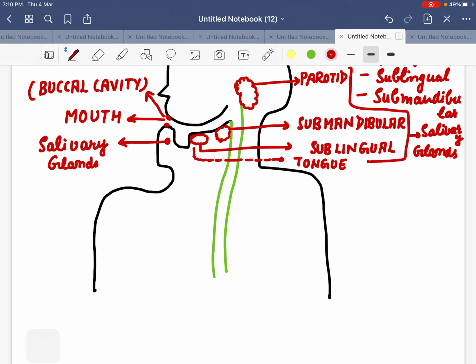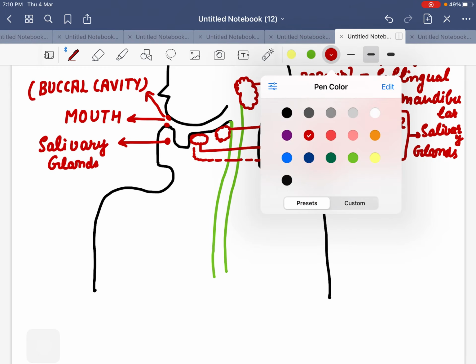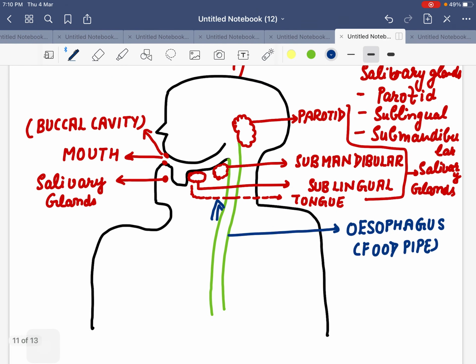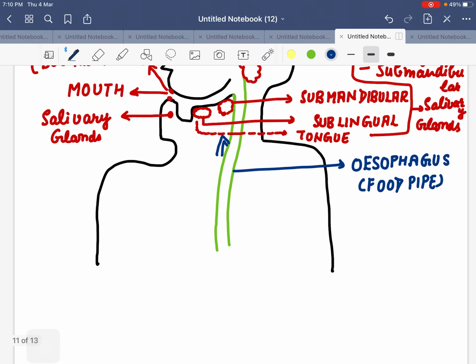Now what about this here? Here, as soon as the pipe comes, one thing emerges from here. That is the place where your epiglottis basically comes out. So now this is esophagus. This is esophagus. Done. So esophagus is also known as food pipe. I hope you have done this thing with me.